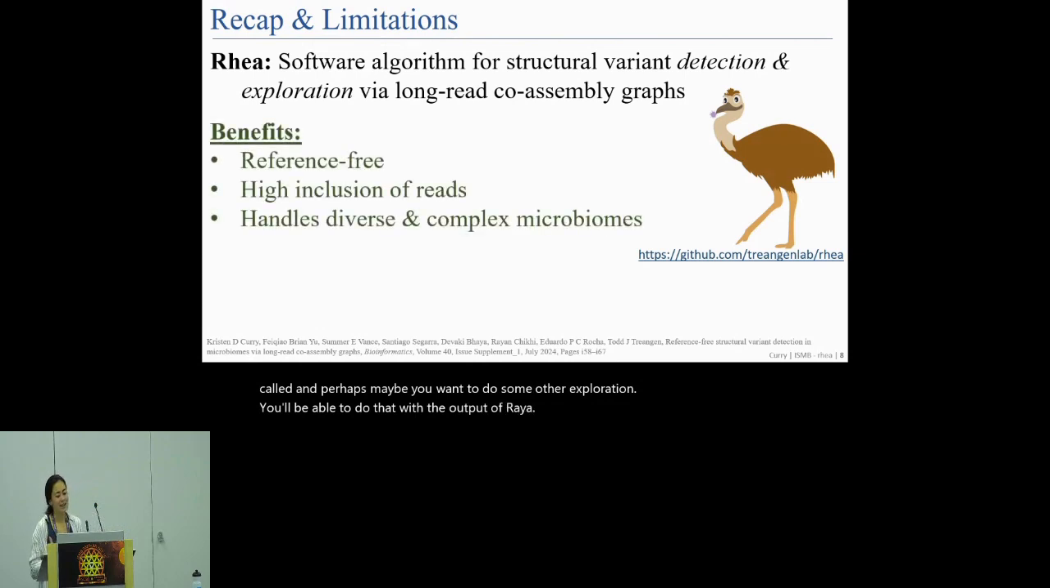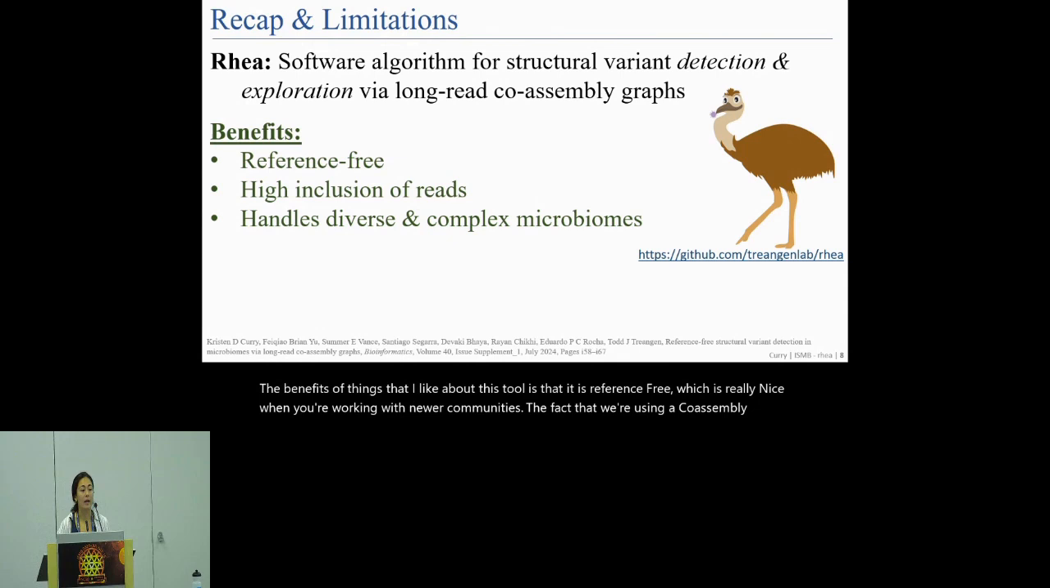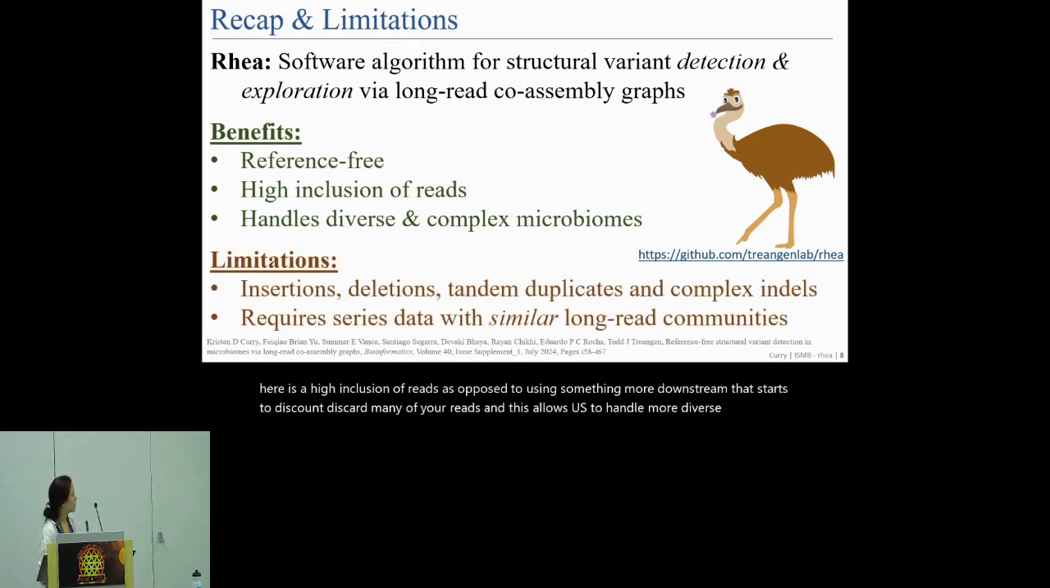The benefits and things that I like about this tool is that it is reference-free, which is really nice when you're working with newer communities. The fact that we're using a co-assembly graph here is a high inclusion of reads, as opposed to using something more downstream that starts to discard many of your reads. And this allows us to handle more diverse and complex microbes.